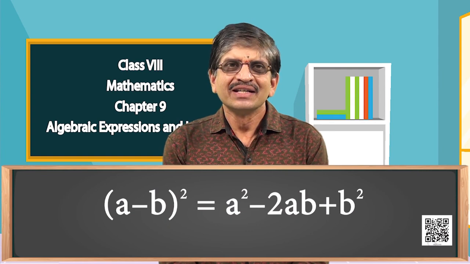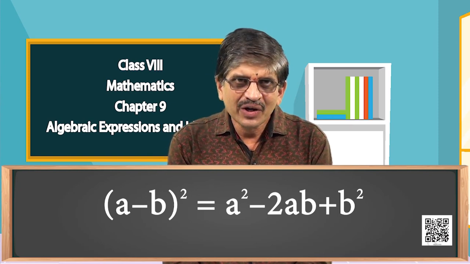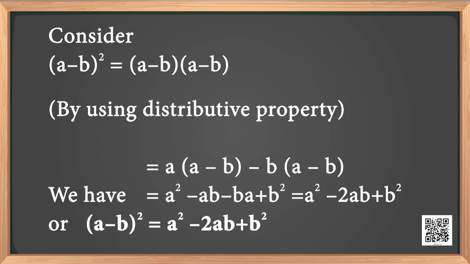We now learn identity 2, that is (a minus b) whole square is equal to a square minus 2ab plus b square. Are you ready to learn? Good. Consider (a minus b) whole square is equal to (a minus b) times (a minus b). By using the distributive property, we get a times (a minus b) minus b times (a minus b). We have a square minus ab minus ba plus b square, which is equal to a square minus 2ab plus b square. Why? Because here ab is equal to ba, that is (a minus b) whole square is equal to a square minus 2ab plus b square.